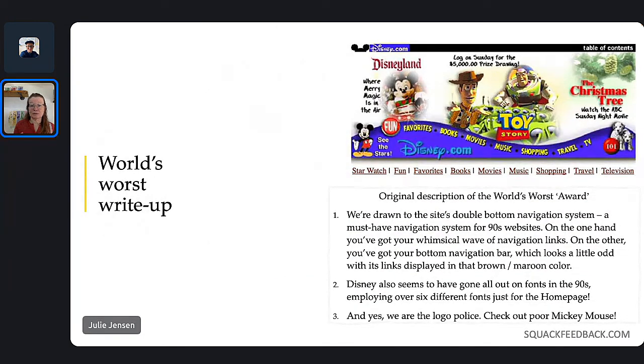The original description was, we're drawn to the site's double bottom navigation system, a must-have navigation system for 90s websites. On the one hand, you've got your whimsical wave of navigation links. On the other, you've got your bottom navigation bar, which looks a little odd with its links displayed in that brown maroon color. Disney also seems to have gone all out on fonts in the 90s, employing over 6 different fonts just for the homepage. And yes, we are the logo police. Check out poor Mickey Mouse.